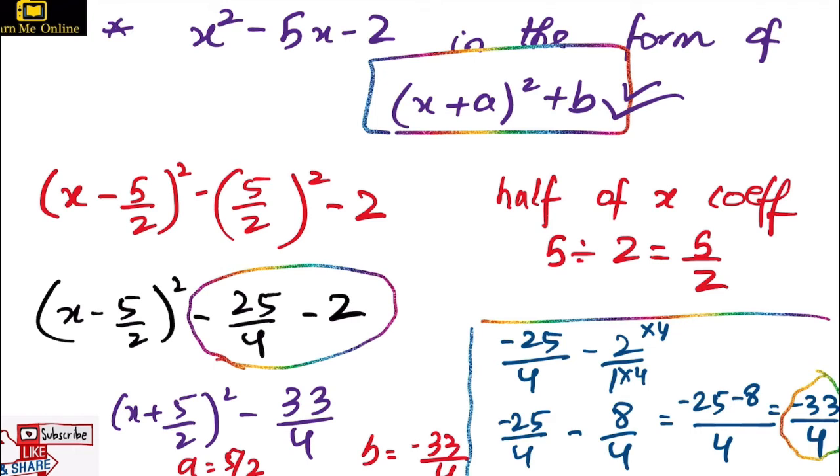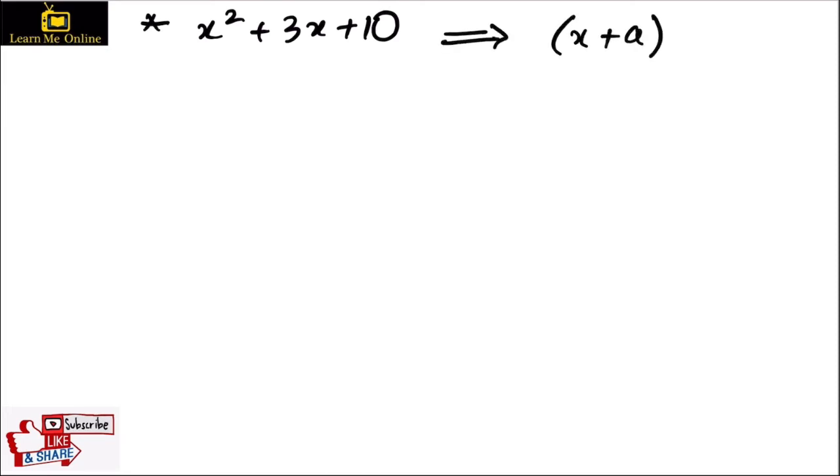I'm going to show you the last example on the completing the square method. So here we have the last example on this now. We have x squared plus 3x plus 10. Again, we are writing down the answer in the form of x plus a whole square plus b. So we are going from the expanded form into the factorized form, in the form of x plus a whole square plus b.